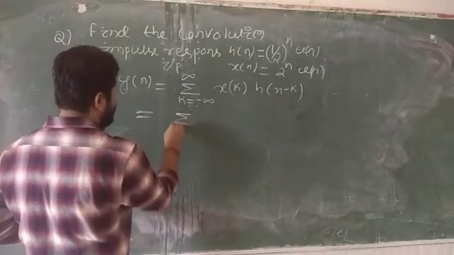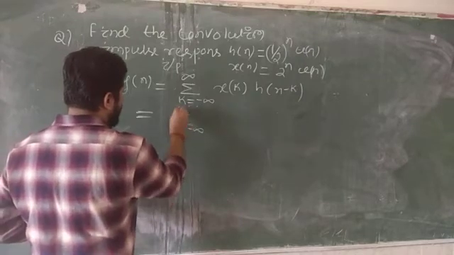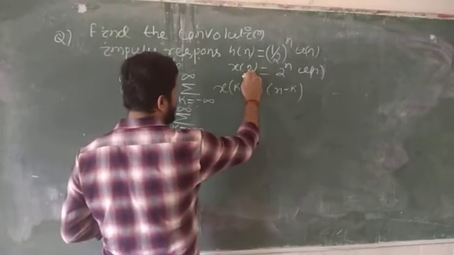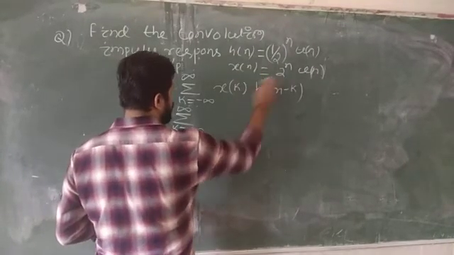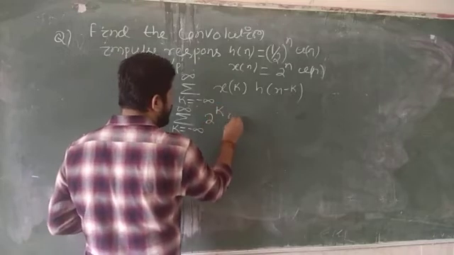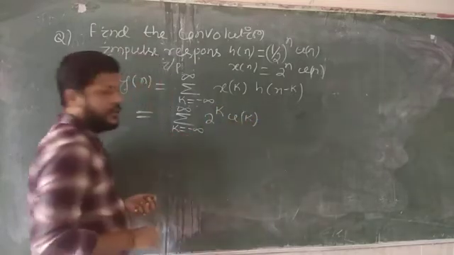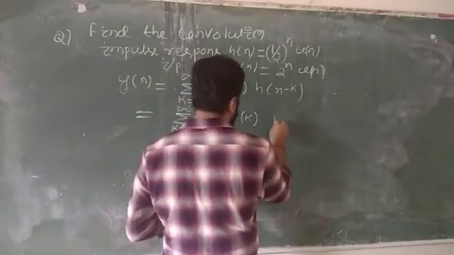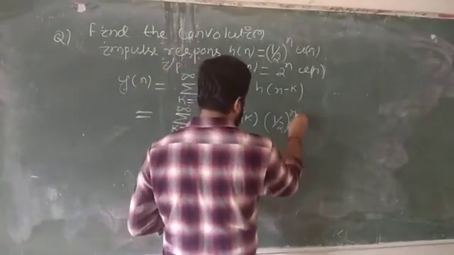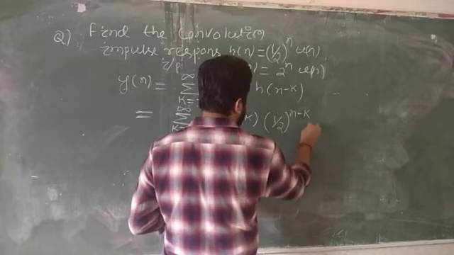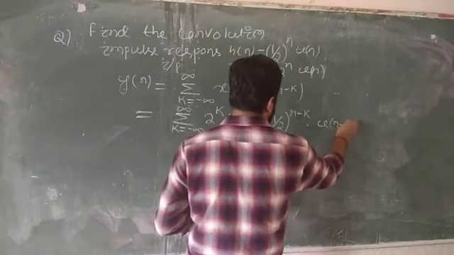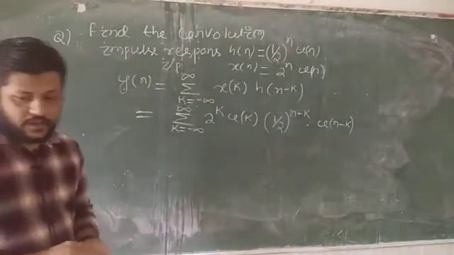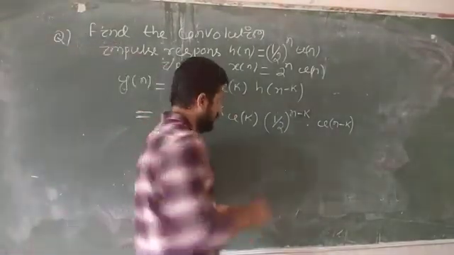So the summation over k from minus infinity to infinity of x of k, that means in place of n we have to replace n with k. So we can write that directly, 2 to the power k u of k, and then you can write this as half to the power n minus k into u of n minus k.